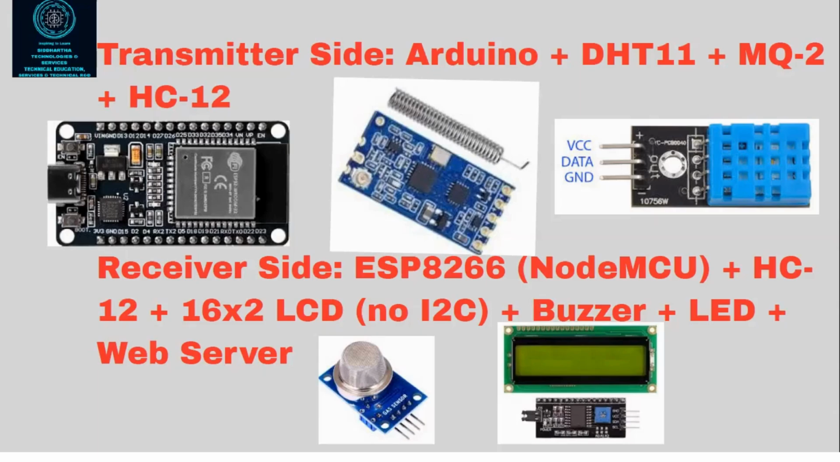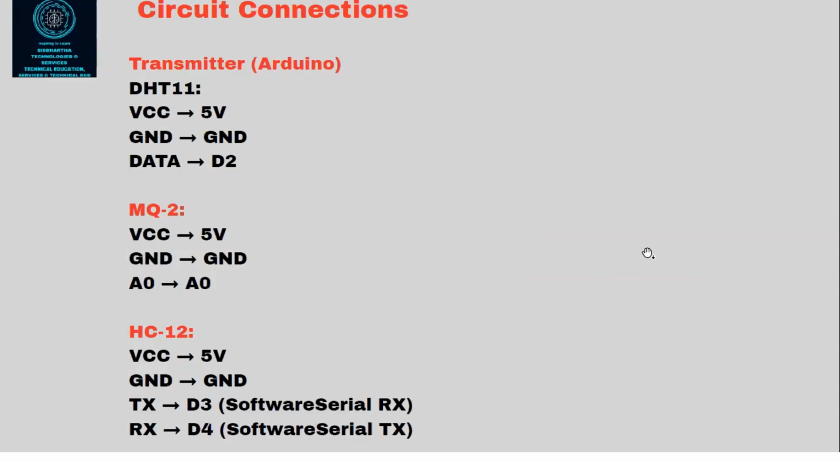On the receiver side, we have the ESP8266, that is NodeMCU. HC12 is again on the receiver side; we need to have the same module again. We also have a 16x2 LCD, a plain LCD, that is non-I2C LCD. Also, we have used a buzzer, LED, and of course a web server. That is the reason why we have used NodeMCU, or ESP8266.